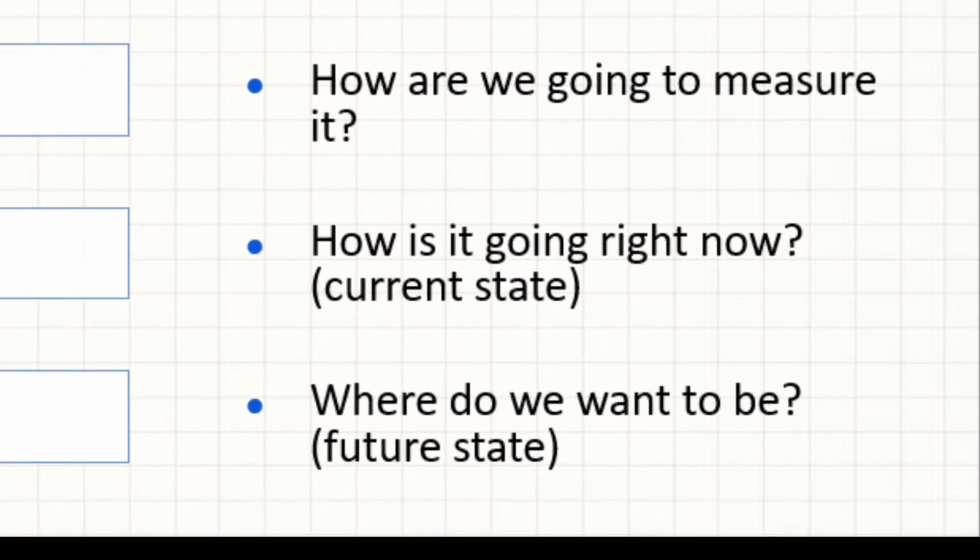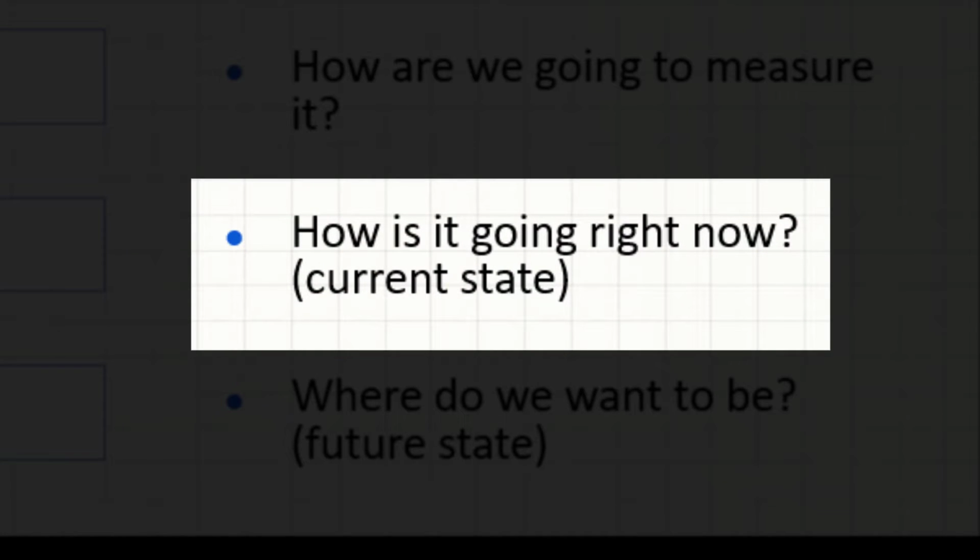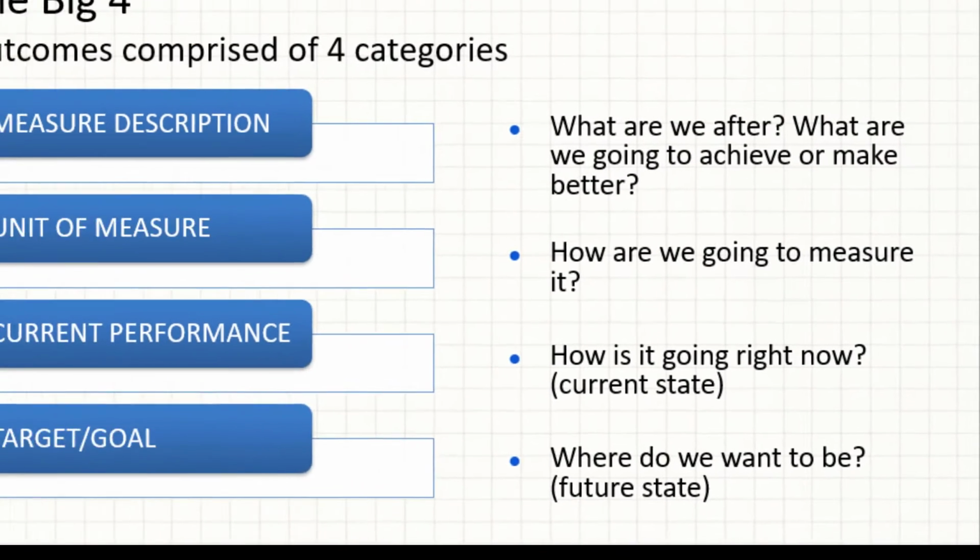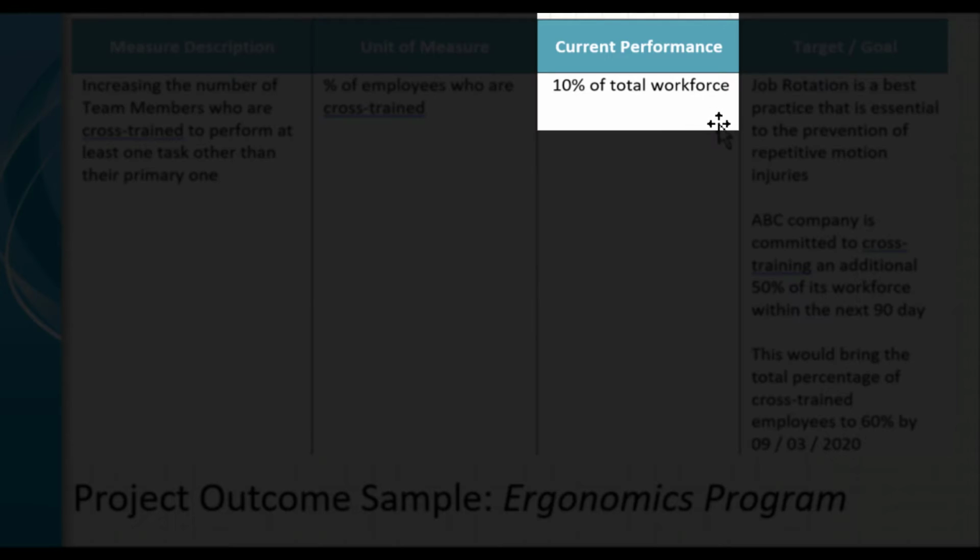Current performance. It answers the question, how is it going right now? I.e., it describes the current state. Let's just, for instance, say that 10% of the total workforce is cross-trained. Okay, that's our jumping off point. That's where we are currently. That's the number we are going to make better.